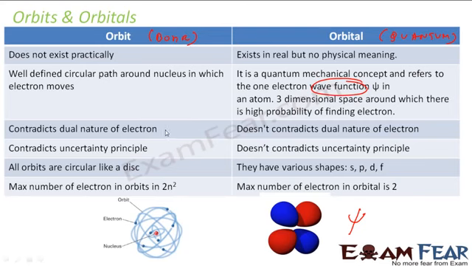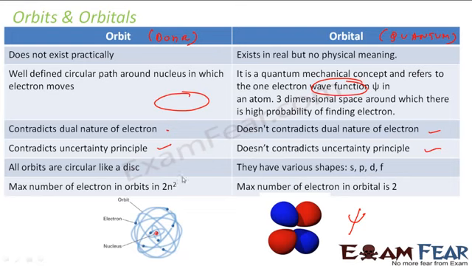The orbit concept contradicts the dual nature of the electron. The orbit concept also contradicts the uncertainty principle. All the theoretical orbits were like a disk, for example, this disk space. But orbitals can have various shapes. We will explain the different shapes s, p, d, f that we have for orbitals in the next few slides.